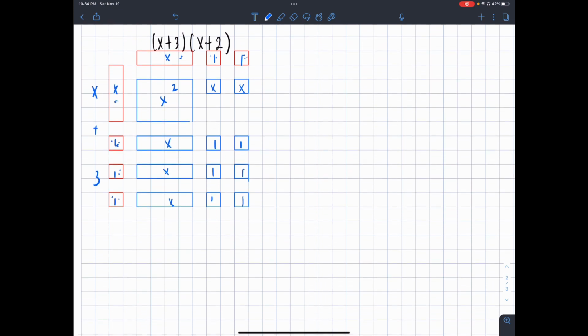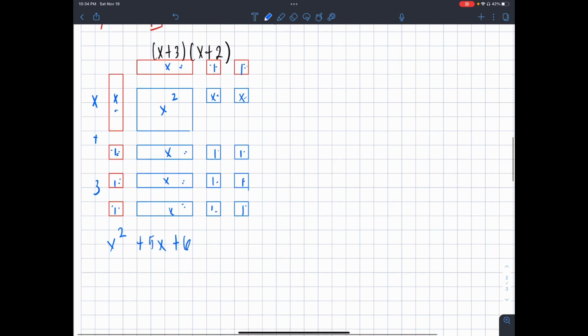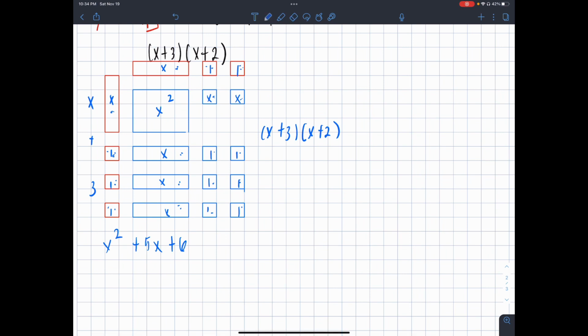All we have to do is add everything together. This is solo, so x squared. You don't have to do anything to it. We have one of these, one of these, one of these, one of these, and one of these. We add that up. So 1, 2, 3, 4, 5. Plus 5x. Now we count our ones. 1, 2, 3, 4, 5, 6. Plus 6. So when you multiply x plus 3 times x plus 2, you get this. And that's how you do the area method.